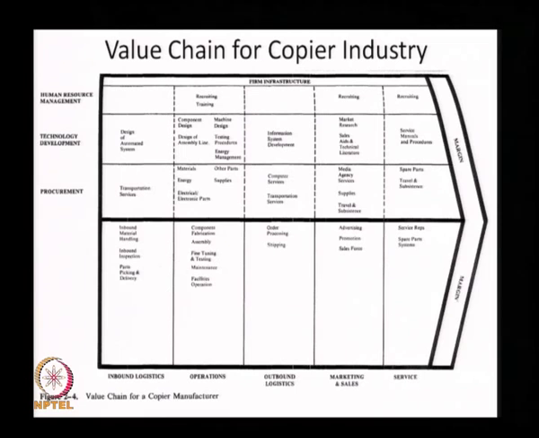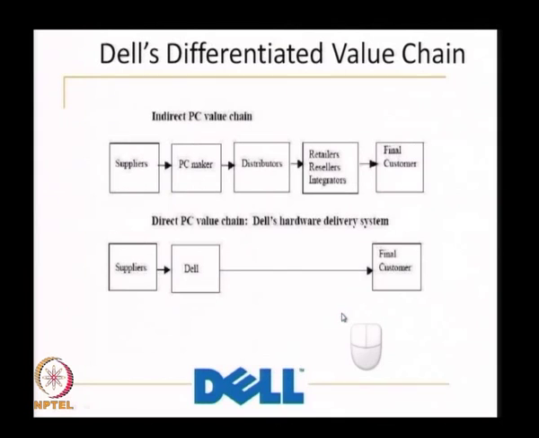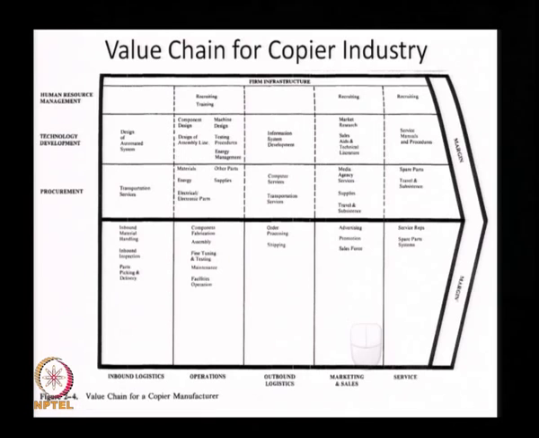It will have the human resource management that includes, as simple as, recruitment and training, then the technology development which is internal where a lot of R&D happens. Then various procurement activities, but inbound is your raw material receiving inspection and then sending it to the operations, that's where the component gets fabricated. Outbound is your order processing and you ship it. Marketing and sales, as I said, has the advertising, promotion and the sales force trying to sell the product.